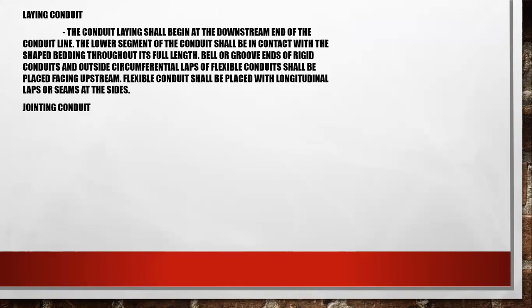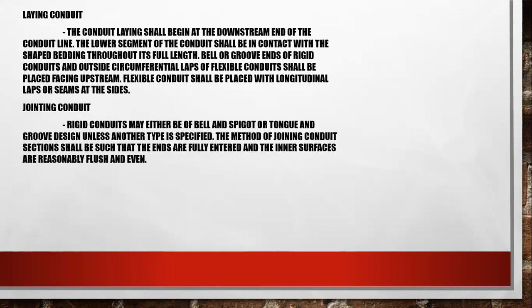Next is the joint conduit. In this requirement, the pipe should be joined. Rigid conduit may be either bell and spigot or tongue and groove design unless another type is specified. The method of jointing conduit sections shall be such that the ends are fully entered and the inner surfaces are flush and even.